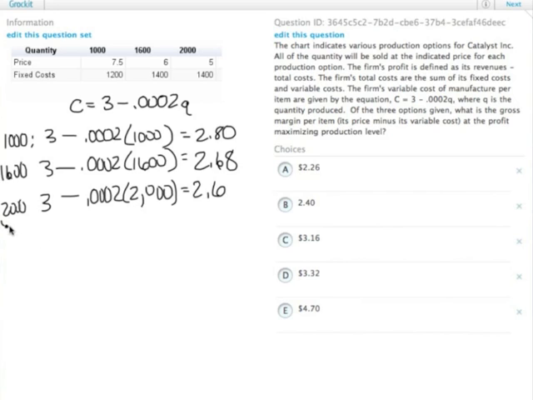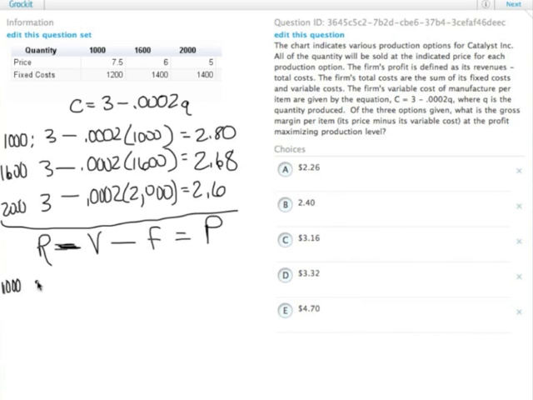So those are the variable costs, now we have to figure out the actual profit. So revenue minus the variable costs minus the fixed costs is going to equal the profit. Okay, and we do them for the different batches.